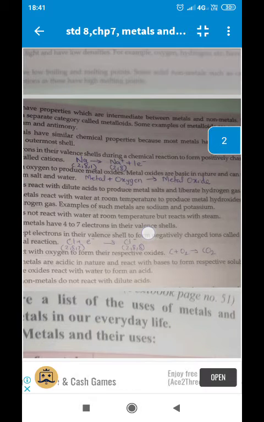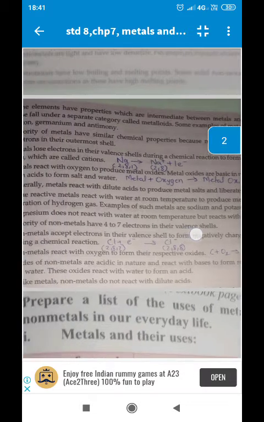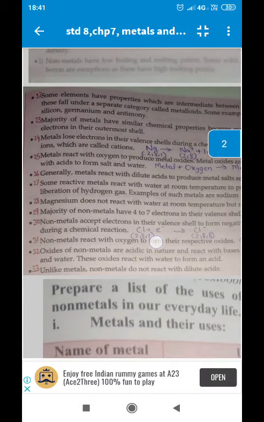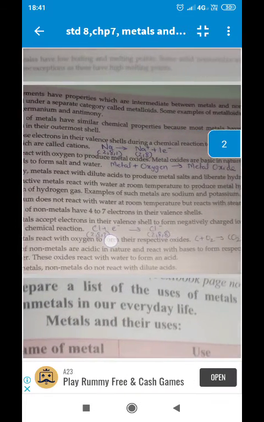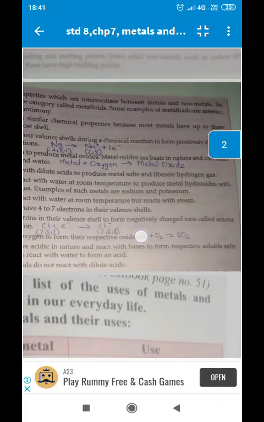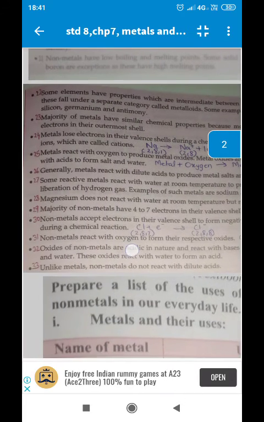Then it is basic in nature, and reacts with acid to form salt and water. Generally, metals react with dilute acid to produce metal salts and liberate hydrogen gas.